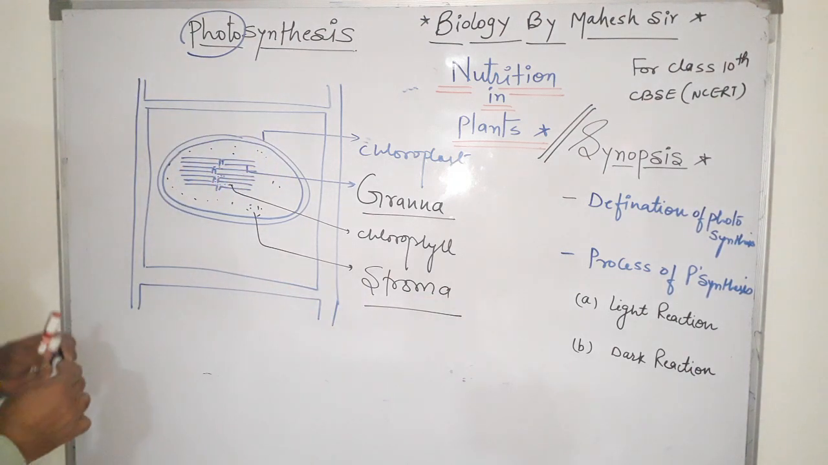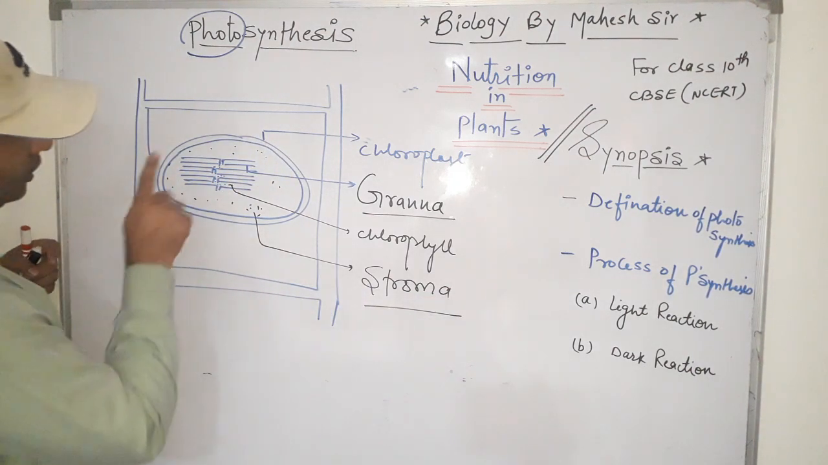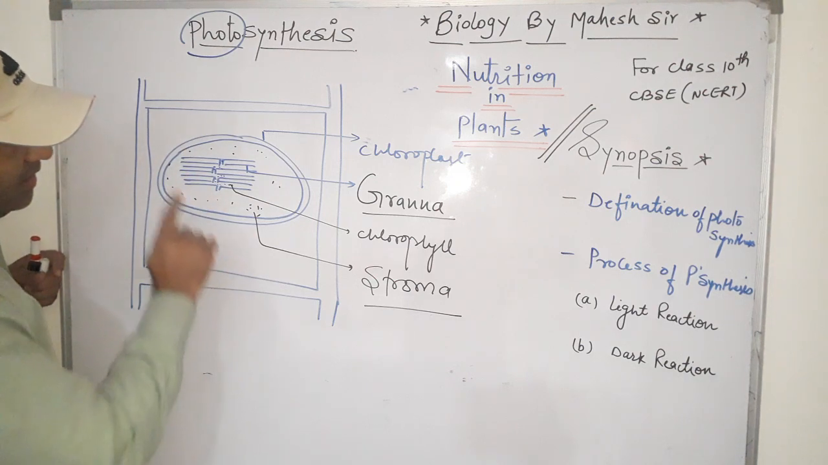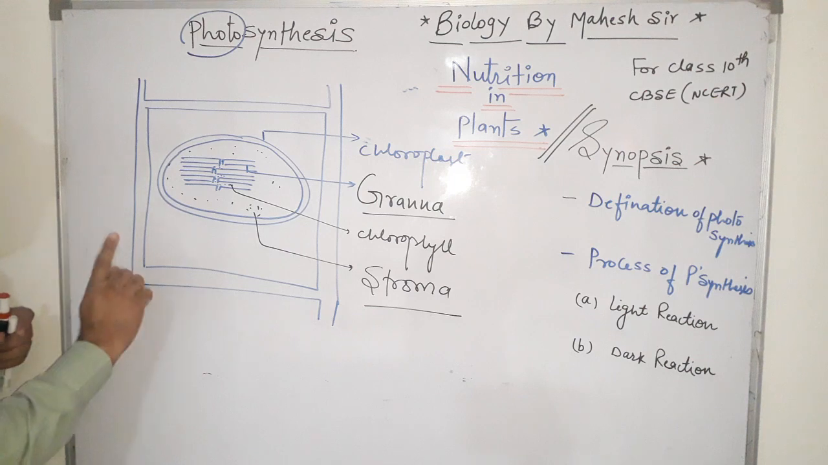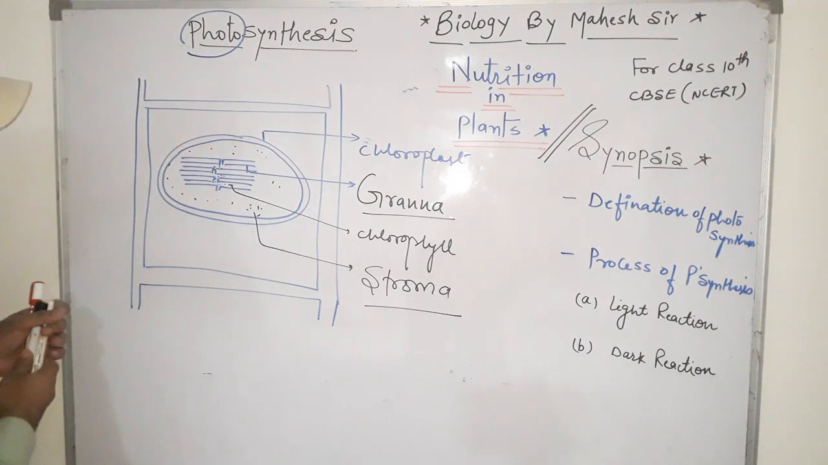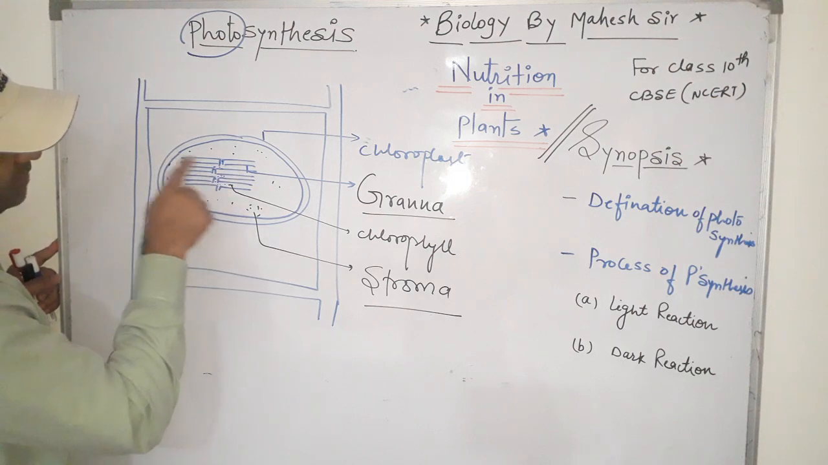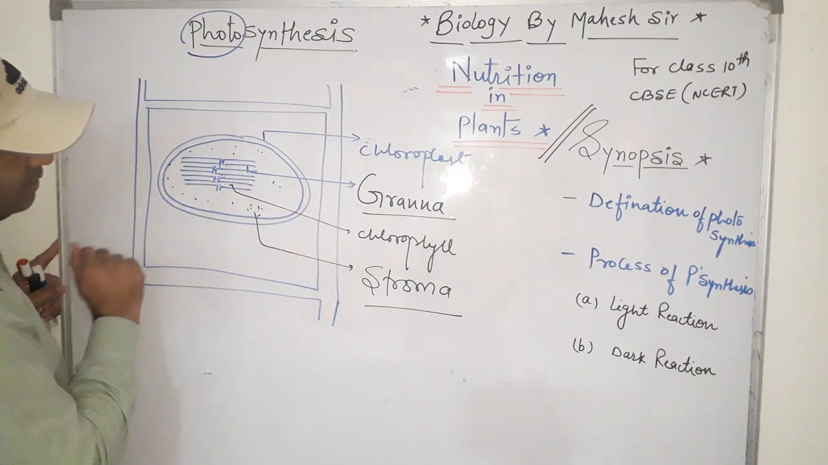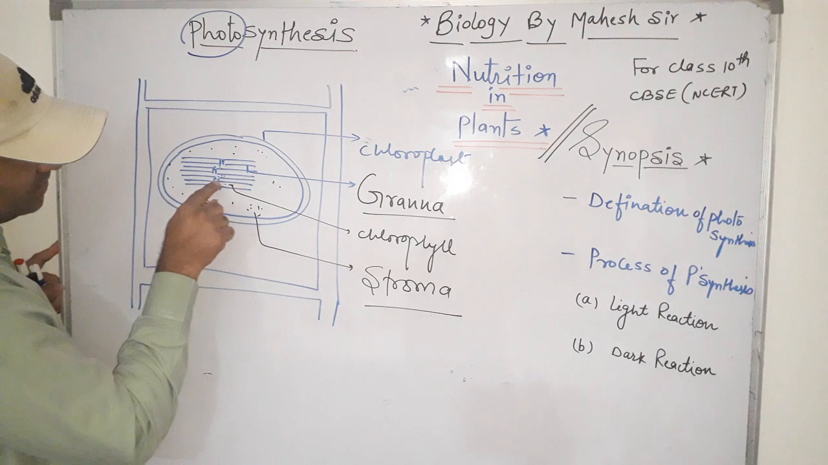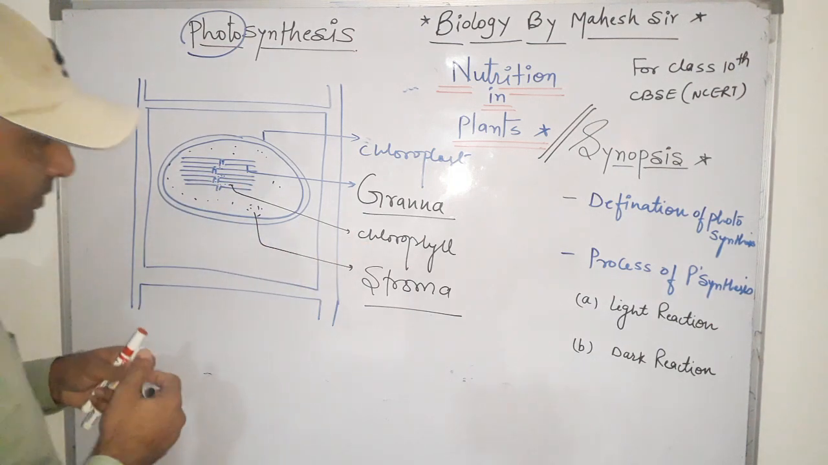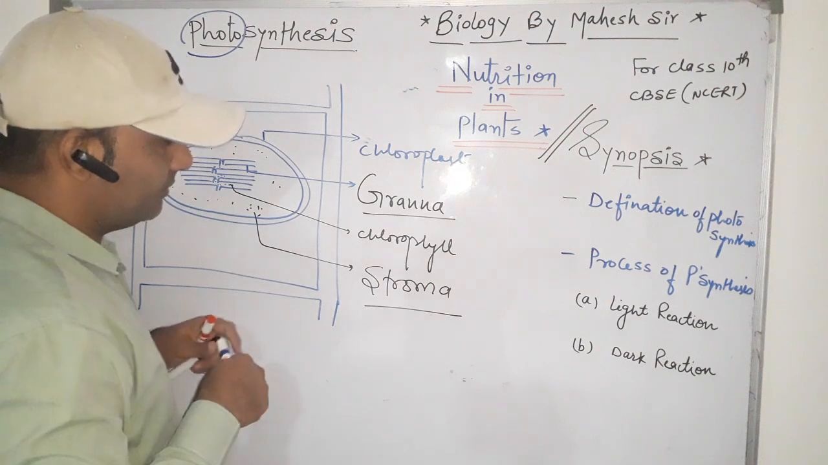So, important points of the chloroplast. Chloroplast is a double membrane cell organelle in a plant cell. It is responsible for producing food by the process of photosynthesis. The stack-like or tubule-like structures are called grana. On grana, the dotted structures are called chlorophyll, which is a photopigment.